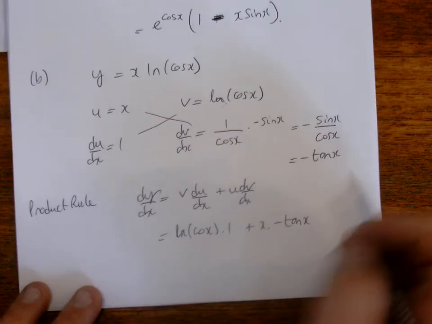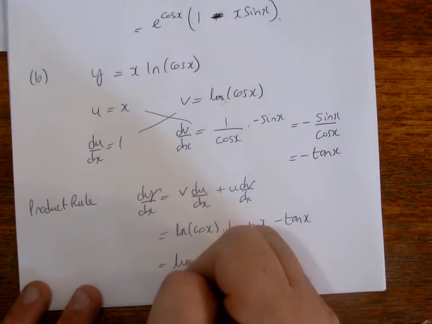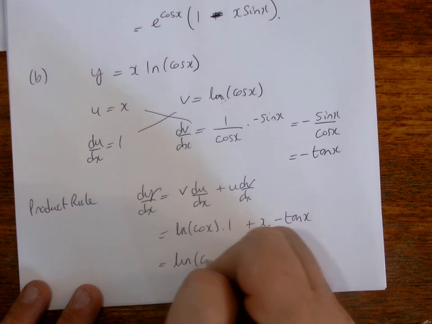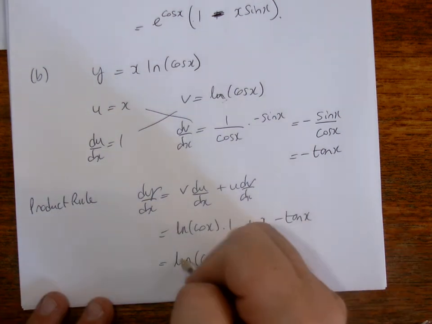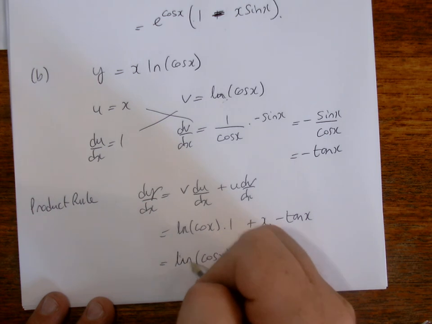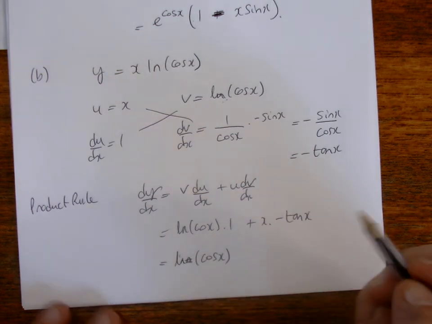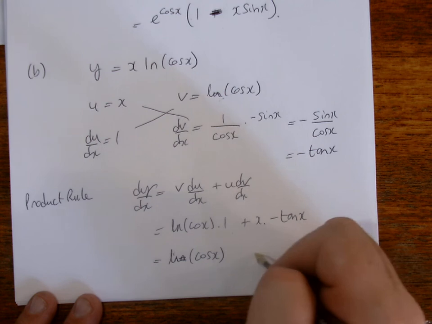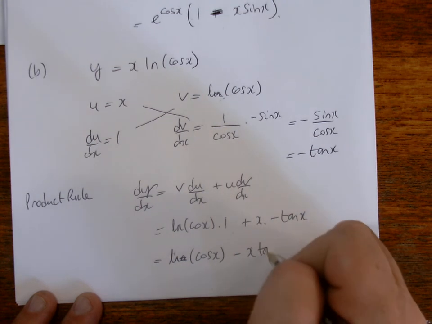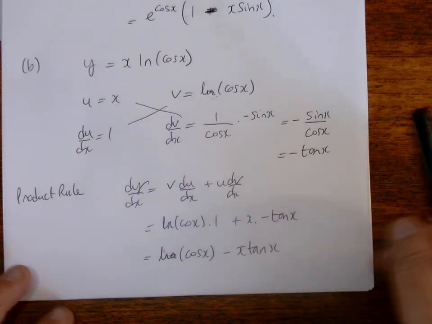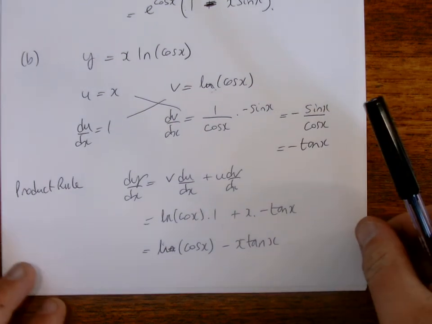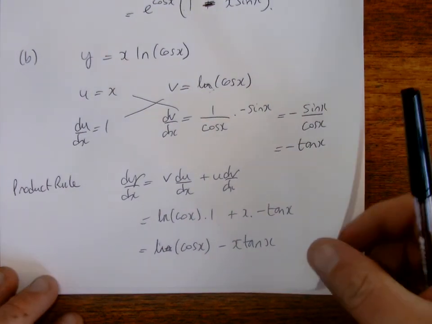So the answer will be ln cos x times 1, which is ln cos x. Okay, it doesn't quite look like an ln there, isn't it? There you go, that'll do it, ln cos x. And then x times minus tan x is minus x tan x. Okay, so there's the product differentiated there. You get ln cos x and minus x tan x.